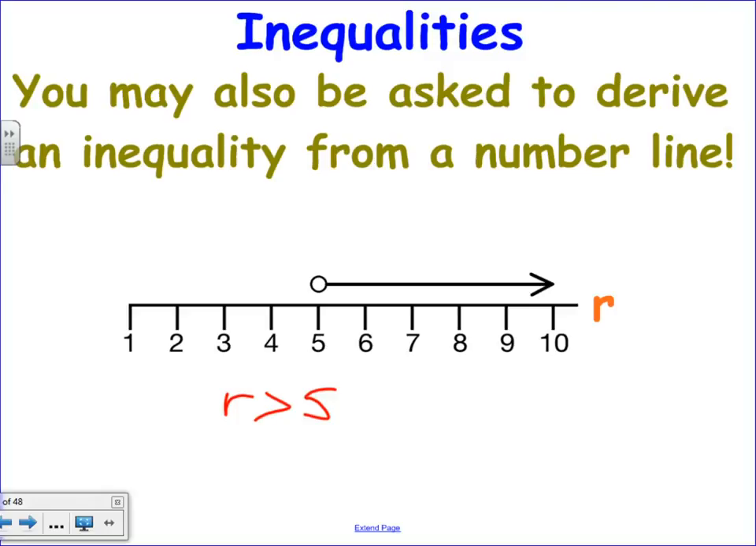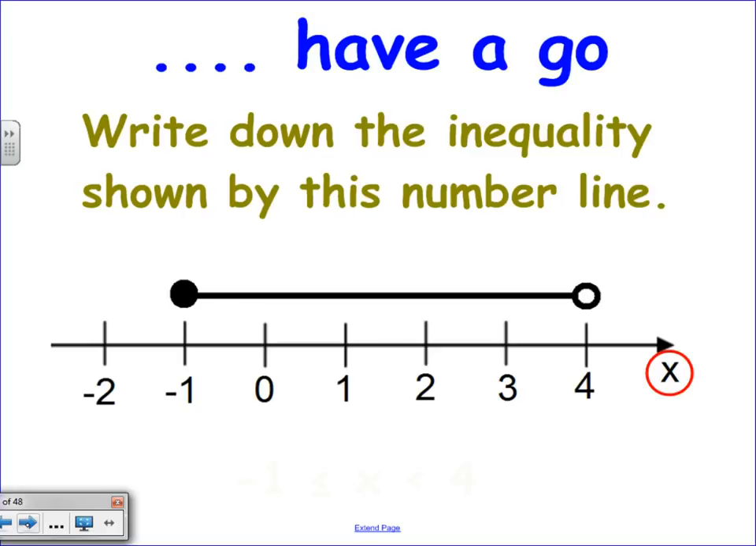So just start off with whatever variable they give you, write down the number that they give you, and then work out if it's greater than or less than, and can it be equal or isn't it equal based on whether this is coloured in or not. Okay? So have a go at that one then. It's to do with x. So write down the inequalities, because it's bounded, it's got an upper limit and a lower limit. So x has got something to do with -1, x has got something to do with 4.